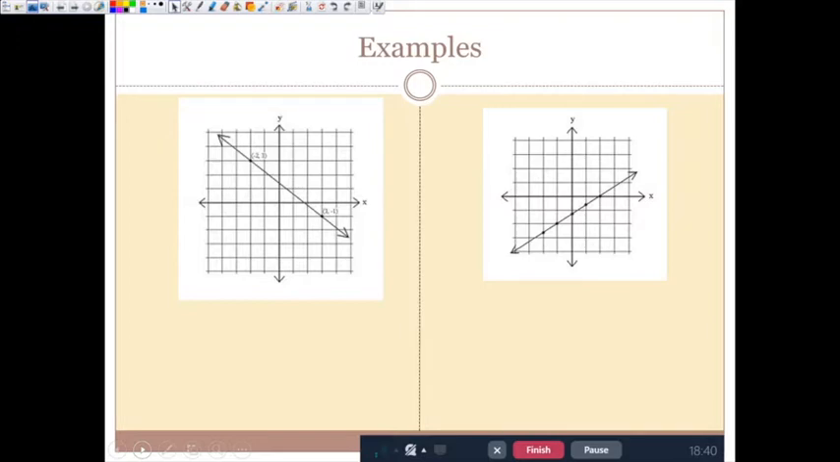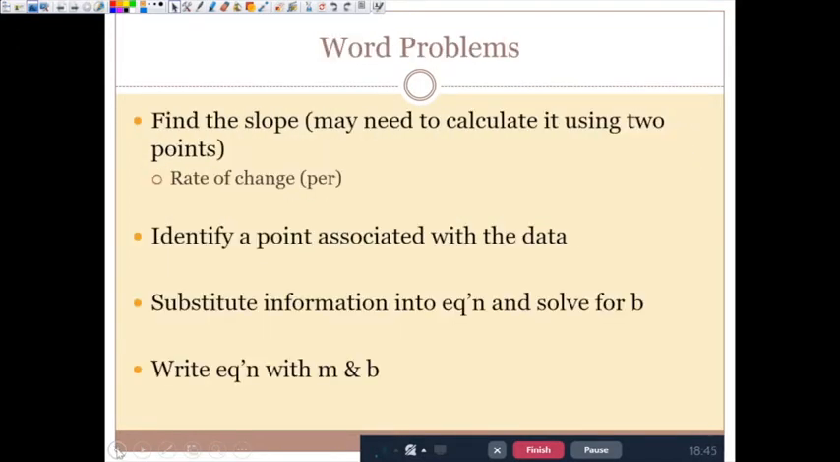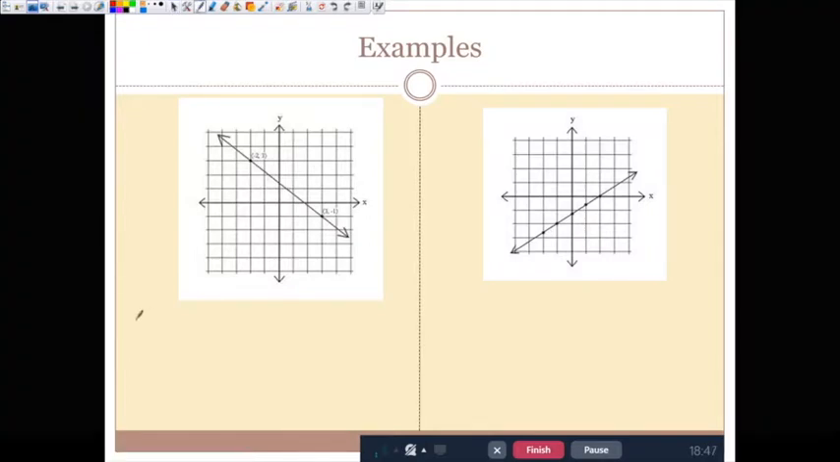Okay, so we're going to find our slope. m equals rise over run. So I'm going to go up 1, 2, 3, 4, and to the left 1, 2, 3, 4, 5, so -5. So that would be 4 over -5, so -4/5.